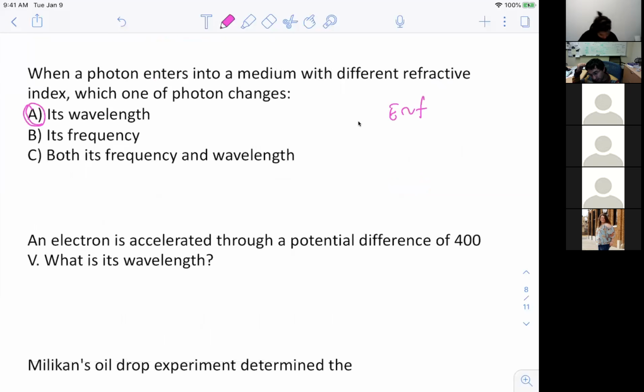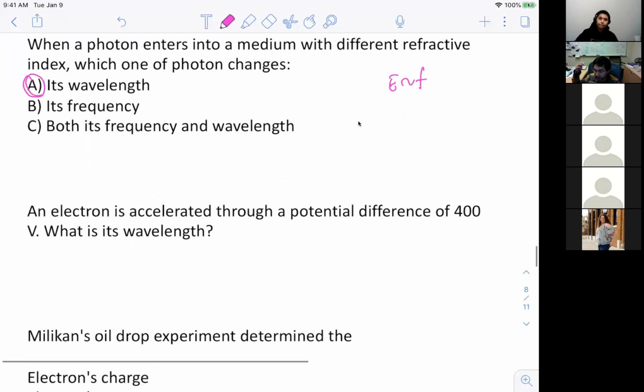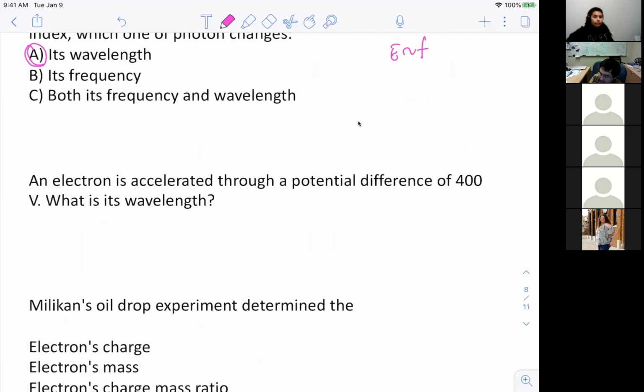An electron is accelerated through a potential difference of 400 volts. What is its wavelength? So what you would do is, you have an electron, and you give it some kinetic energy by this potential. The kinetic energy means it has a momentum. And then you use the de Broglie wavelength relation to find the wavelength.